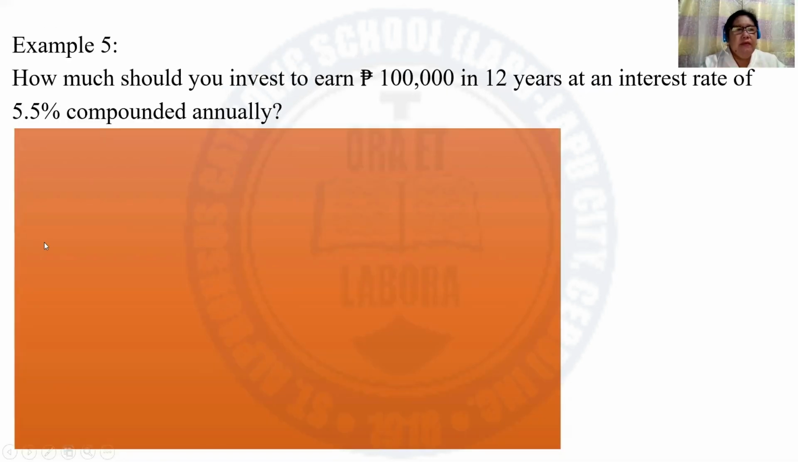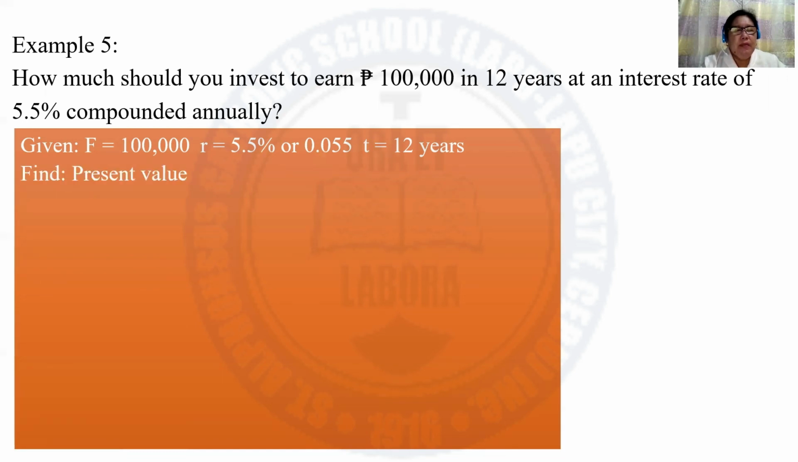Next, example number 5. How much should you invest to earn 100,000 in 12 years at an interest rate of 5.5% compounded annually? For the future amount, 100,000 pesos, rate 5.5% or 0.055, T is 12 years. We are going to find the present value.